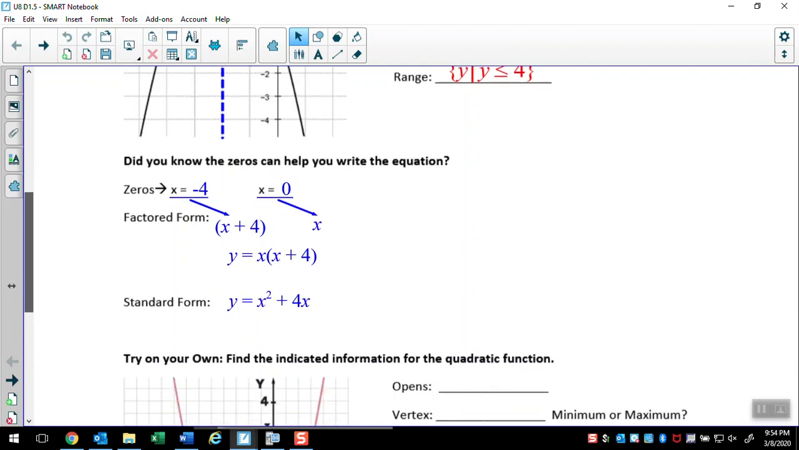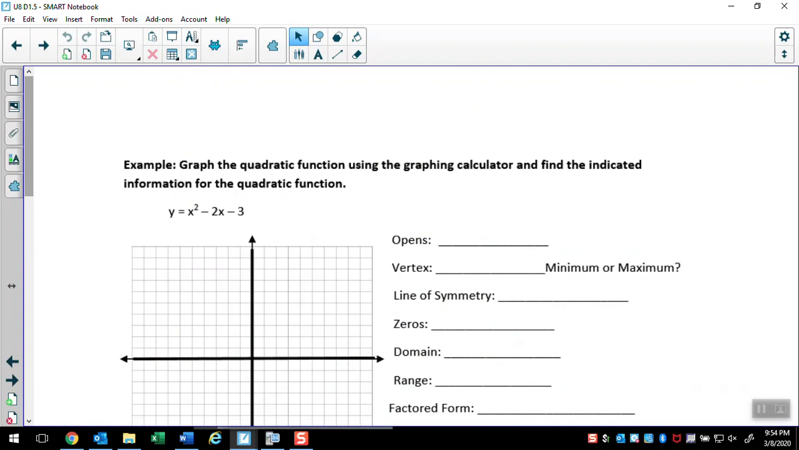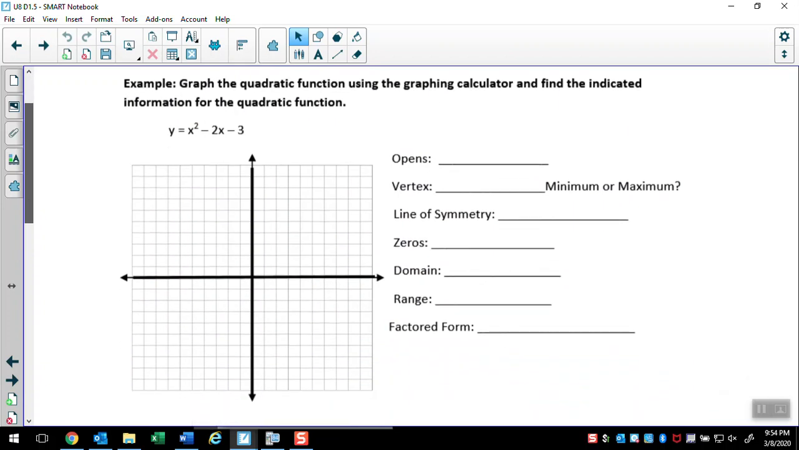Okay. So now this next one is a try on your own. We'll do these in class, and we'll make sure we go over them in class as well. If you missed this, then please try it on your own, and then we can meet up in class and go over it.